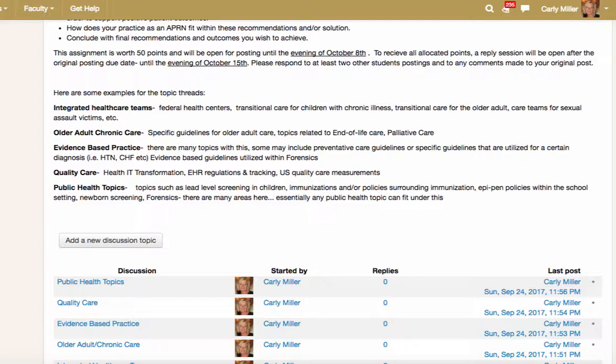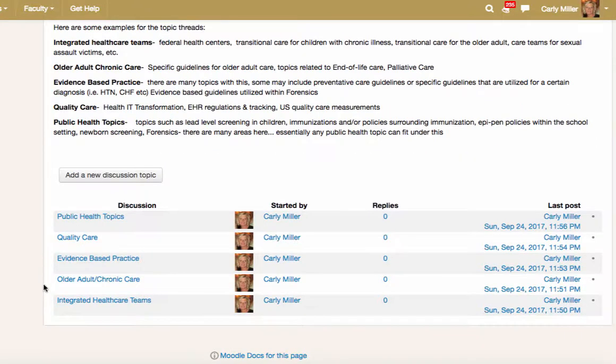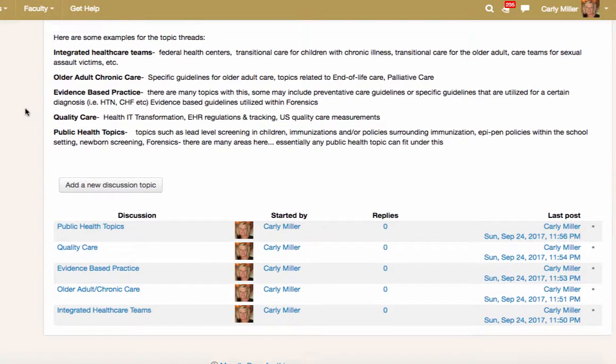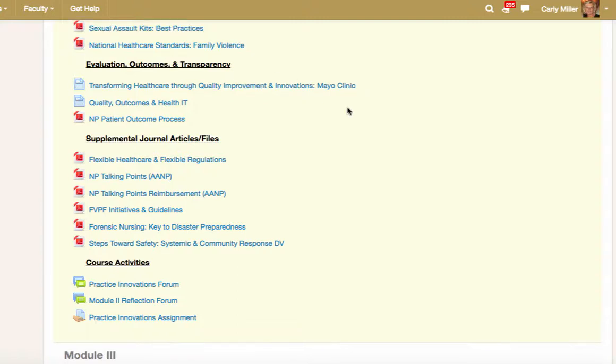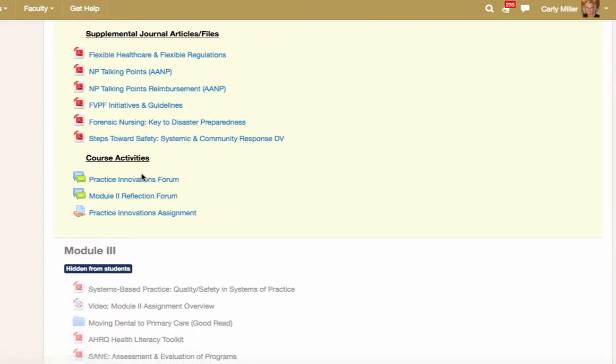Newborn screening, forensics, there's tons of areas that you could probably fit under this topic as well. So just post your posting under the one it best fits, that you find that it would go with. Obviously, you don't have to do each area. You're just going to pick one area. So going back, like I mentioned, place it in this forum and then also submit it to me as an assignment so that way I can give you personal feedback too.